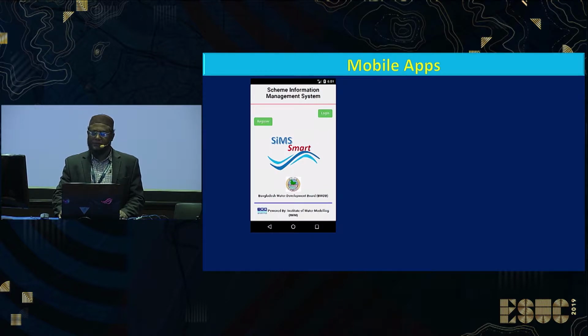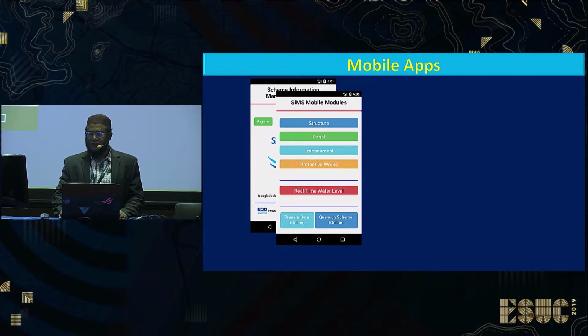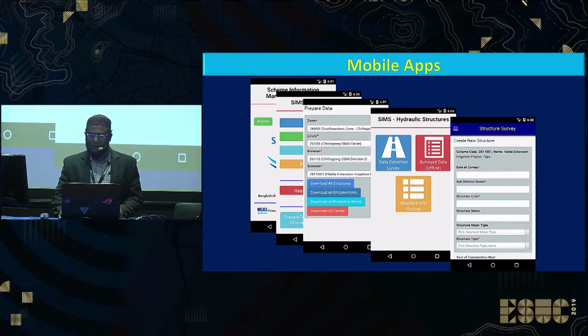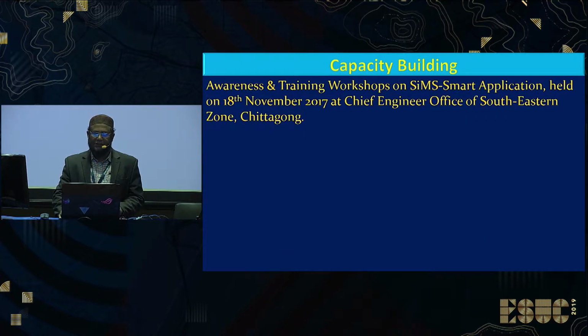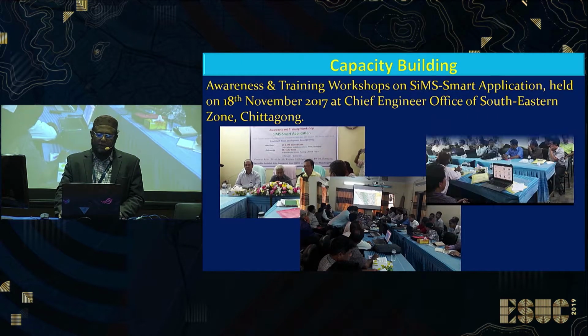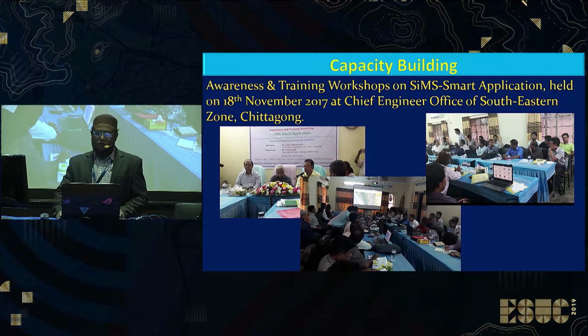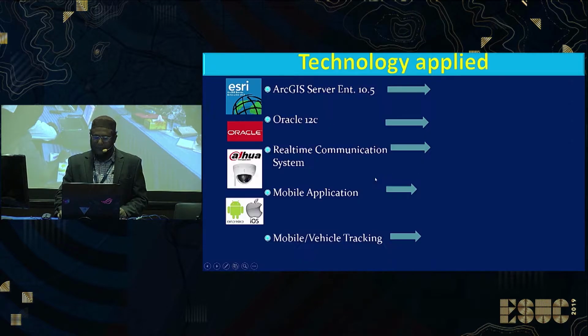This mobile app has been developed for iOS and Android for collecting data from the field. These are the data, selecting zone after that one. In that way, it goes to the database directly. Then we have done capacity building because we work for development, and government authorities, BWDB authorities, they will apply it in the field. So we have trained them.